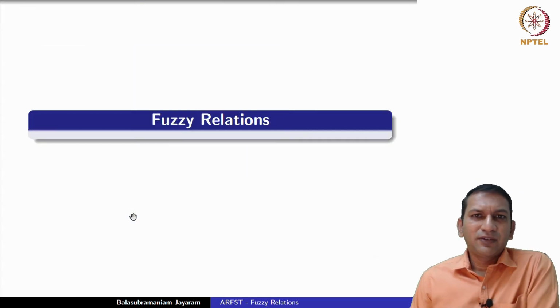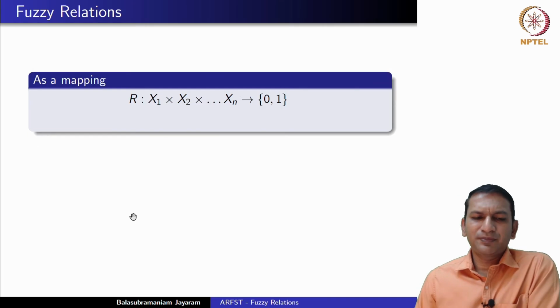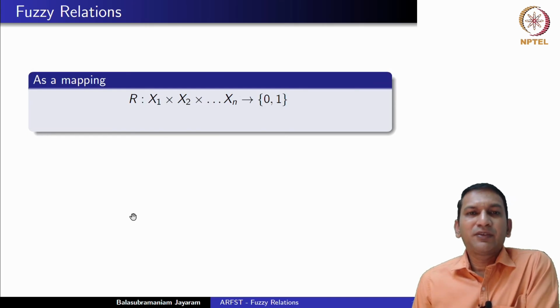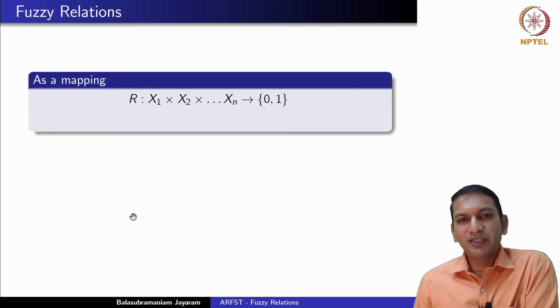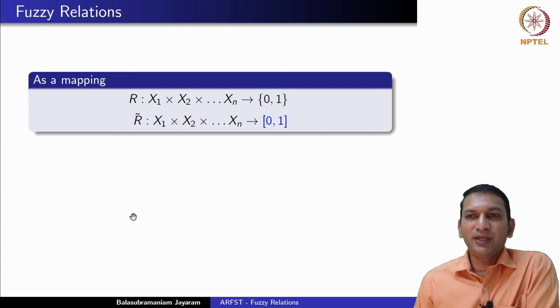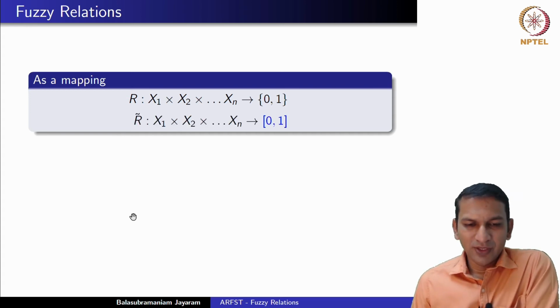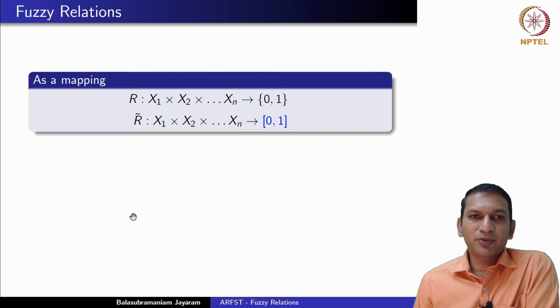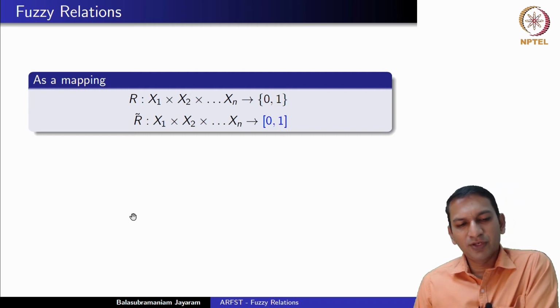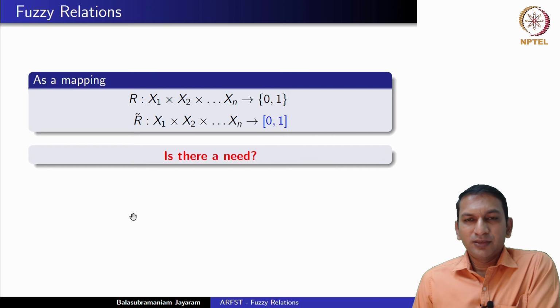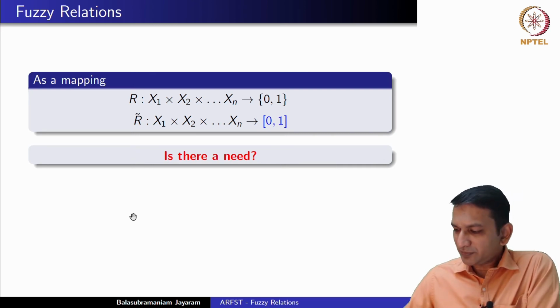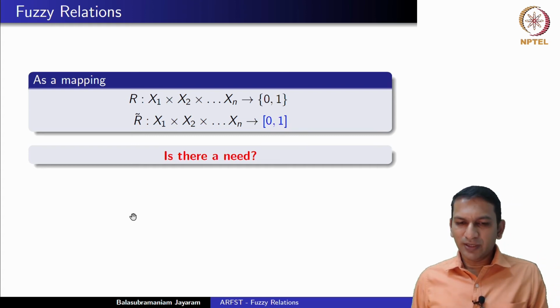Okay, with this, let's move to fuzzy relations. Clearly, given a classical relation, how do we make it a fuzzy relation? By expanding the domain to the entire interval 0, 1. So it's a mapping from the Cartesian product of spaces to the unit interval 0, 1. The immediate question is, is there a need for it? We didn't ask this question in the case of classical relations, but let's look at it.